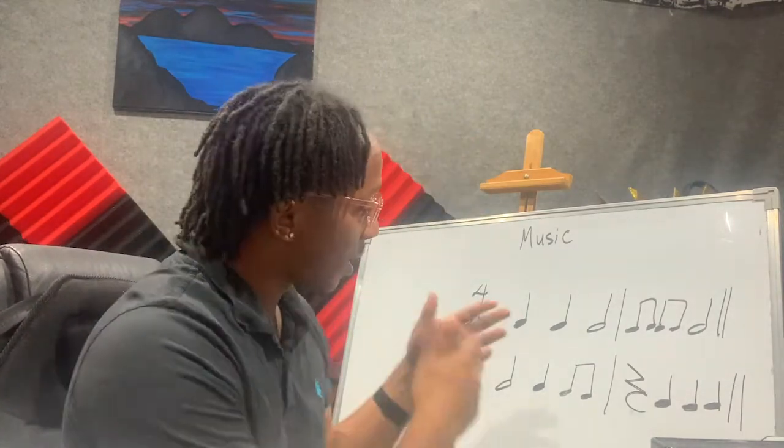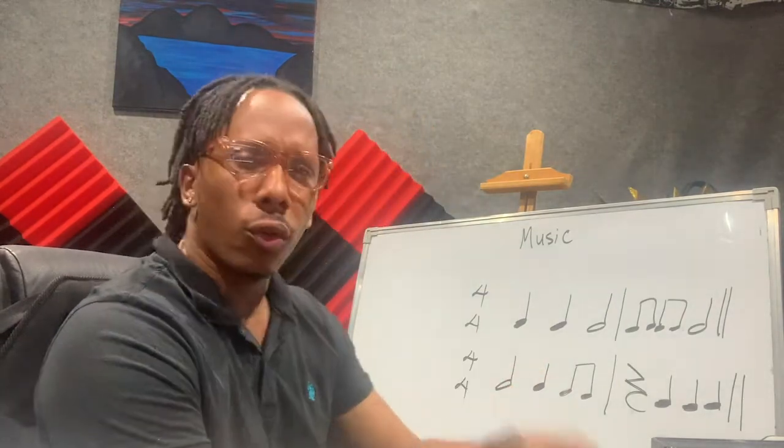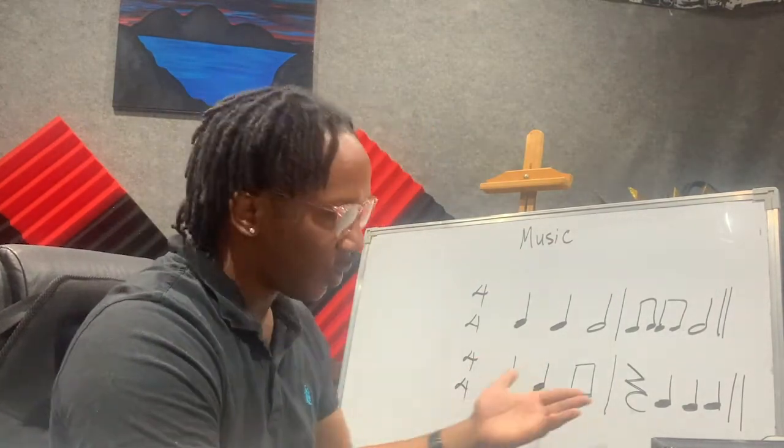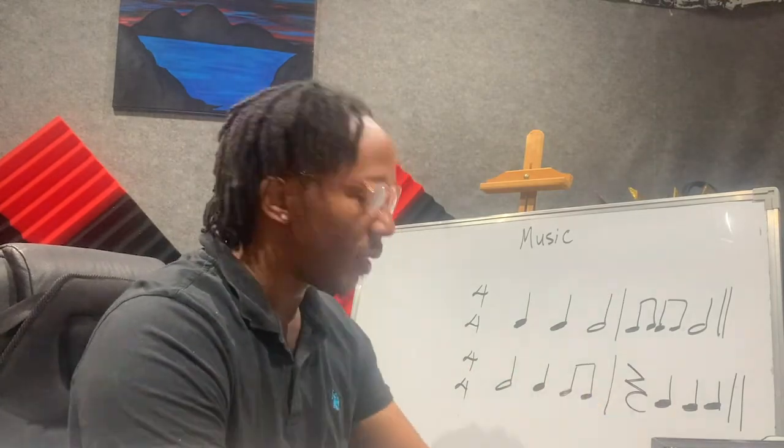So, we've learned the different note values, the basics of them, and we've learned all about time signatures. So, now we know how to clap a rhythm pattern. All right? So, you can create your own rhythm patterns, write them out. All right?